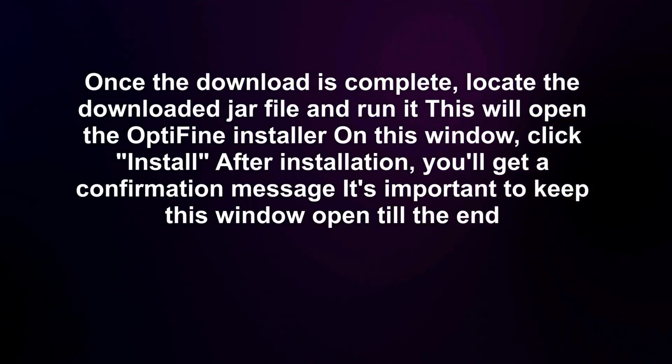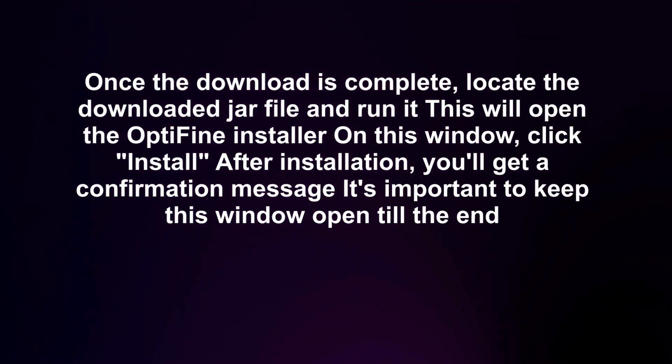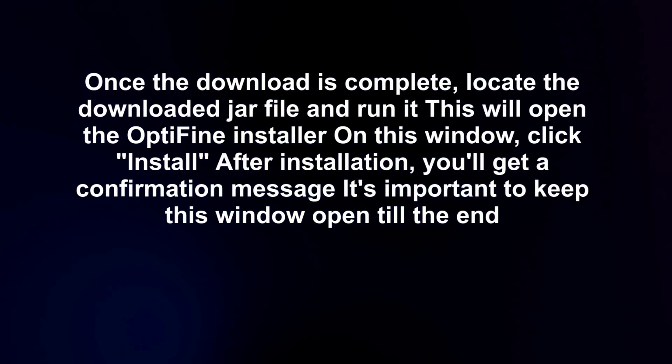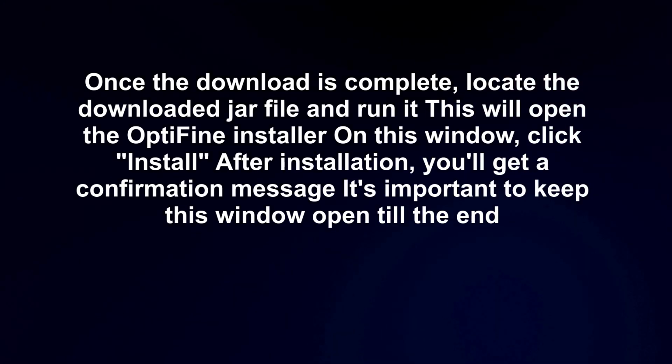Once the download is complete, locate the downloaded jar file and run it. This will open the OptiFine installer window. Click install. After installation, you'll get a confirmation message. It's important to keep this window open till the end.